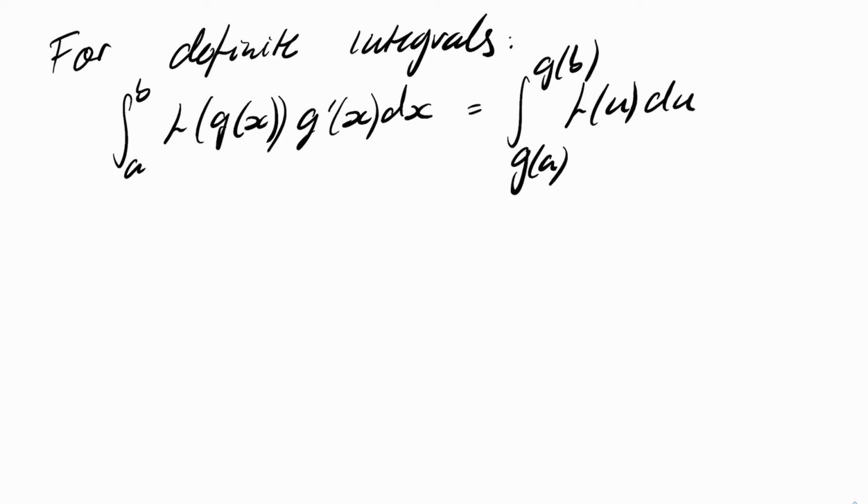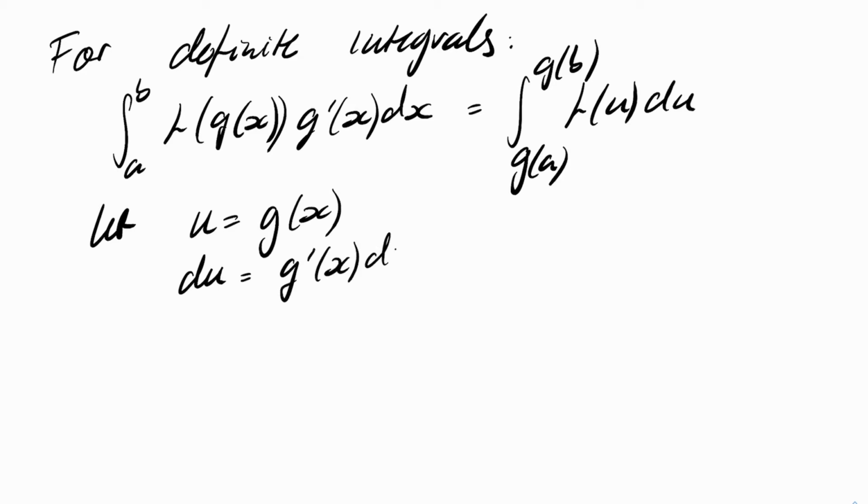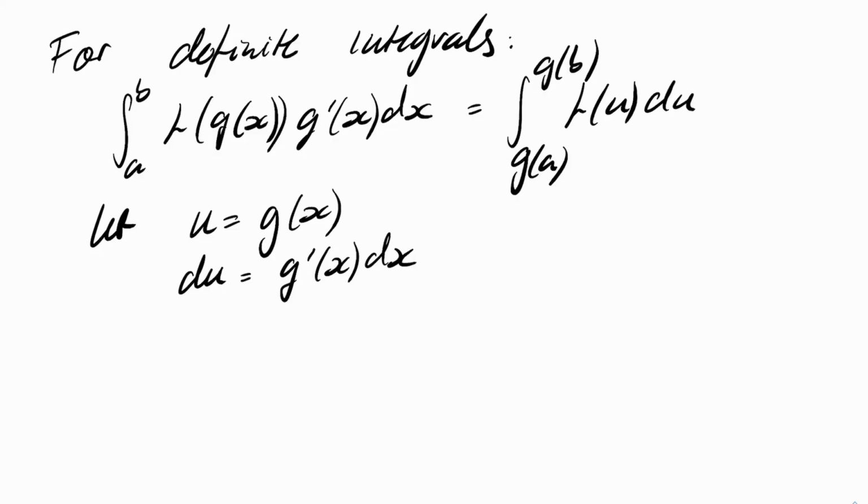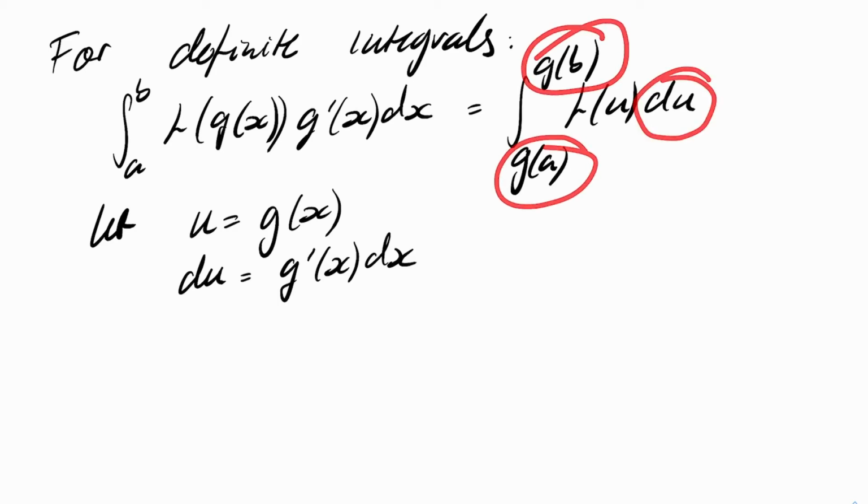Now the reason for this is because we let u equal g of x, so du is g prime of x dx. That implies that when x equals a, u is equal to g of a, and when x is equal to b, u equals g of b. And since we're integrating with respect to u, I need to write these limits in terms of u. Let's try a final example using this.